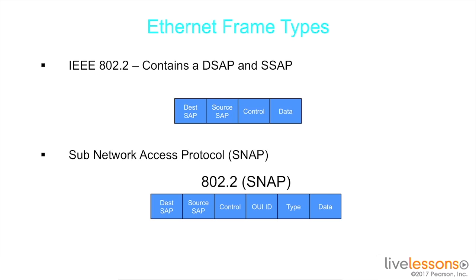A SNAP frame is an 802.2 frame with a type field to identify the upper layer protocol. The DSAP and SSAP fields in a SNAP frame are always set to AA. These frames were created to work with more protocols than the 802.3 frame, and it uses the same code as an Ethernet 2 frame in the type field. Common uses of the SNAP frame are wireless and Cisco CDP.